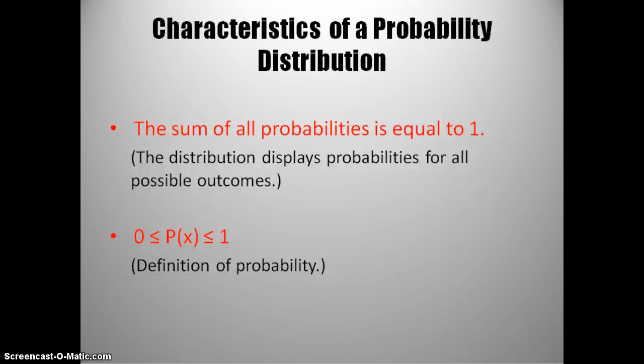And then, of course, from your definition of probability, all probabilities should be between 0 and 1. It can be 0 if the particular event is impossible, and 1 if that particular event is certain. And that's just, again, your regular definition for probability.